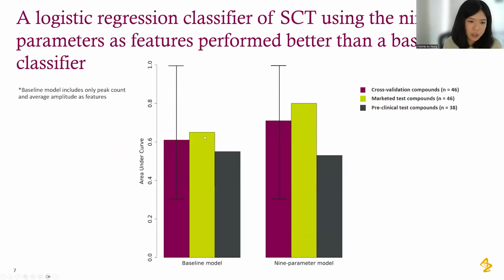The results here are encouraging. So with the cross-validation and commercial test performances, we can see that the 9-parameter model performs better than our baseline model, although the performance is moderate for the preclinical test set once again.